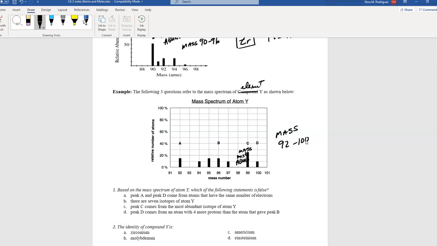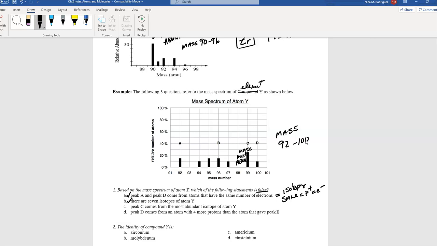So let's go through each one. Peak A and D come from atoms that have the same electrons. Well, this should make sense because if we're looking at isotopes, what's the same? Protons are the same and the electrons. Every single one of these peaks, they all have the same electrons because they're all the same element. So definitely A is correct. So we're trying to find the one that's false. There are 7 isotopes of Y. Well, let's count. 1, 2, 3, 4, 5, 6, 7. So we got 7. That one's good.